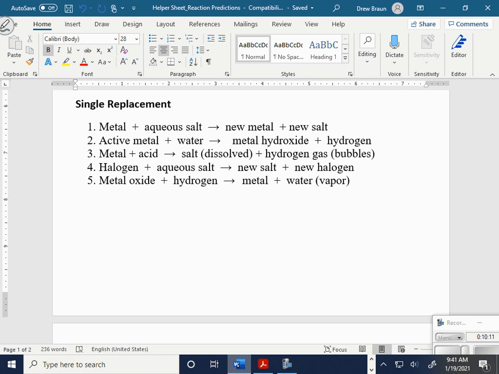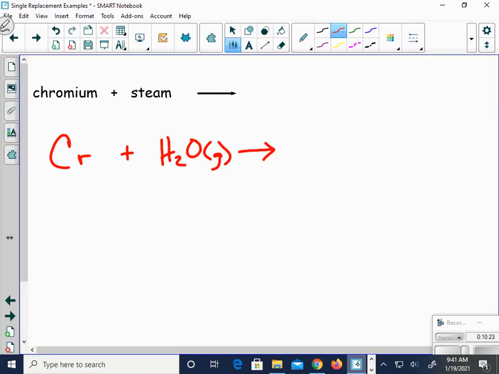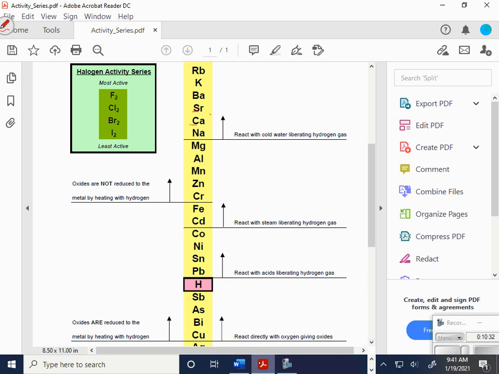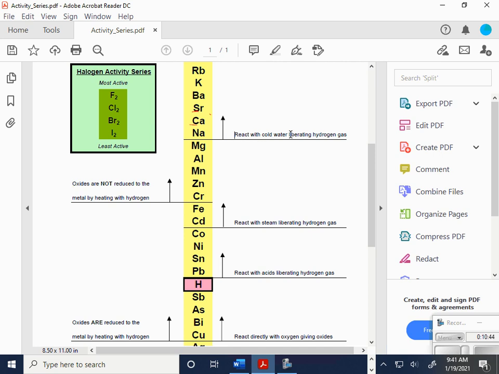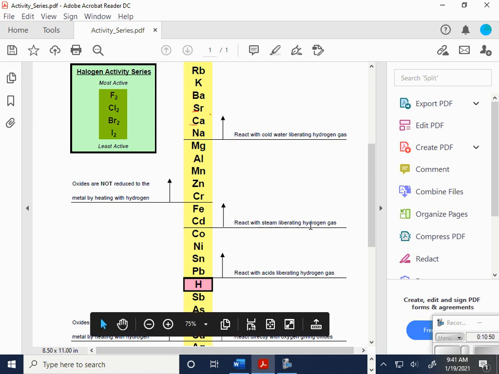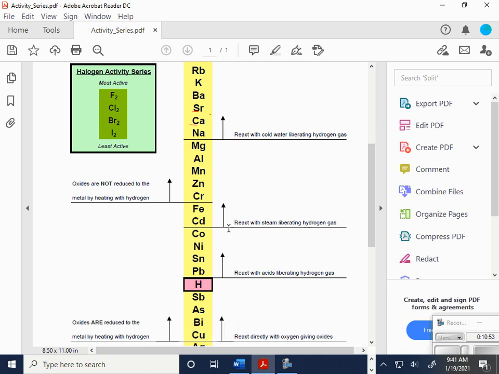So now I'm looking at this, and I say, okay, do I have an active metal plus water? So this is a single replacement number 2. So I come back here, I put, yes, this is a single replacement number 2. Now I have to check my activity series. There are different parts for this particular one. I see right here a line that says it reacts with cold water, liberating hydrogen gas. I see a line here that says it reacts with steam, liberating hydrogen gas.